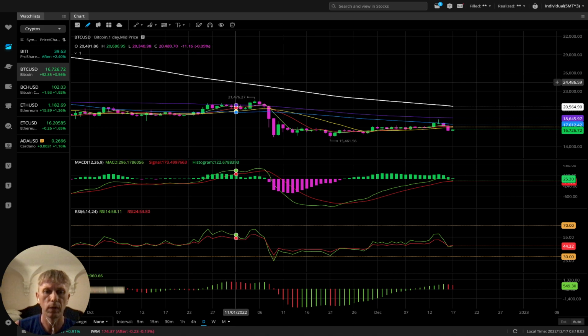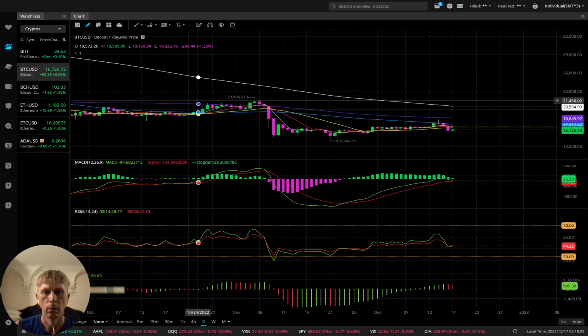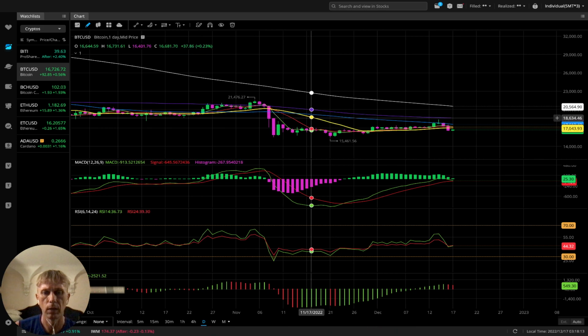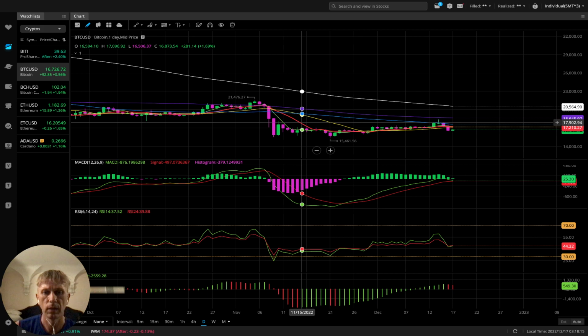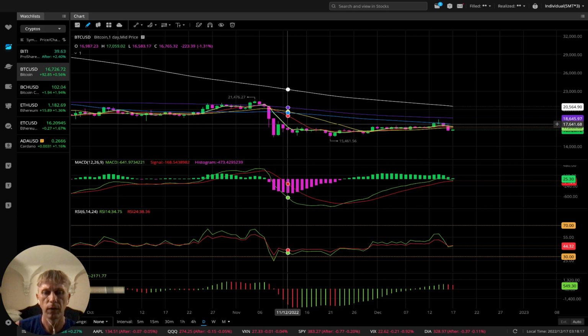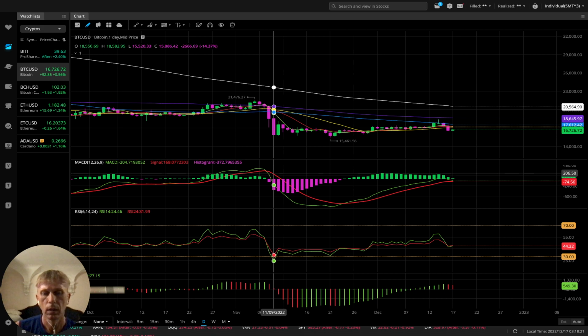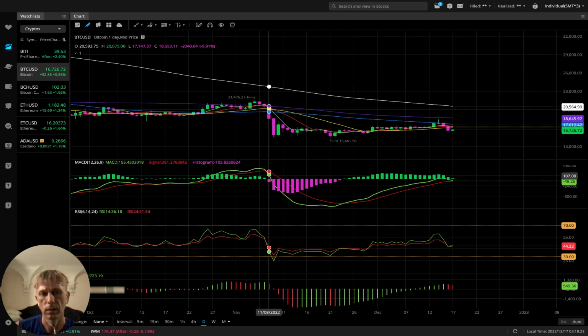Let me briefly mention my setup. I'm using moving averages and three indicators. Moving averages: white line MA200, purple line MA100, blue line MA50, yellow line MA20, red line MA10, green line MA5. The MACD indicator: red is the signal line, and green is the MACD line.